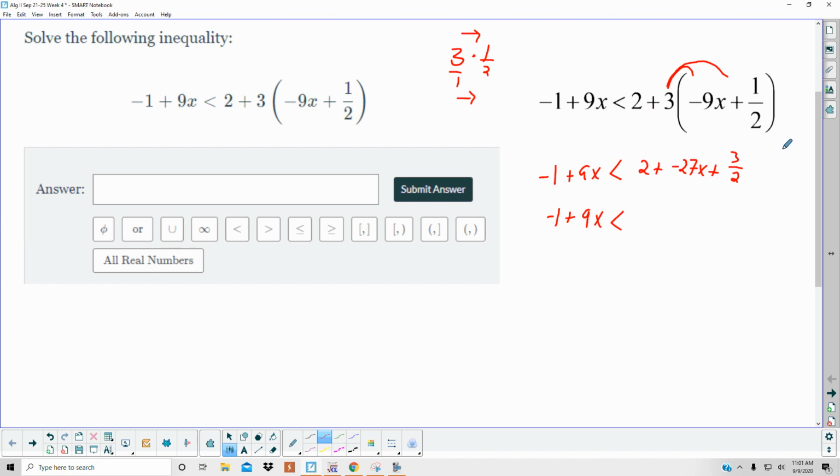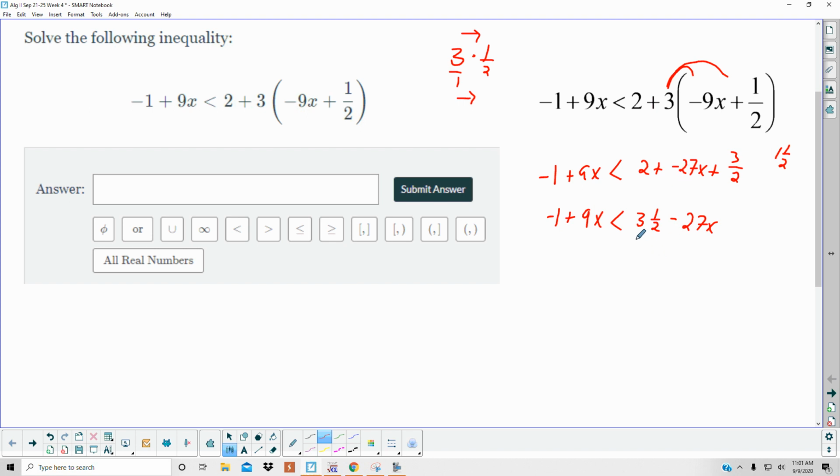I'm going to think of 3 halves as 1 1/2, so I can do this in my head. 2 plus 1 1/2 is 3 1/2 minus the 27x. Plus a negative 27, I'm just going to write as minus 27. Adding a negative is just subtracting.